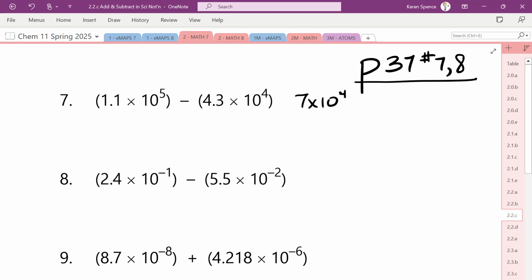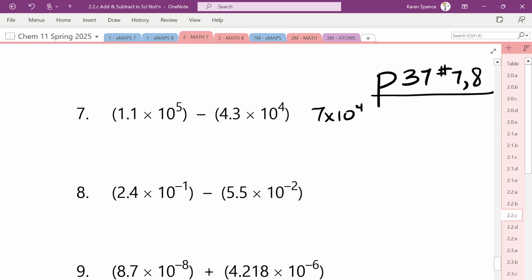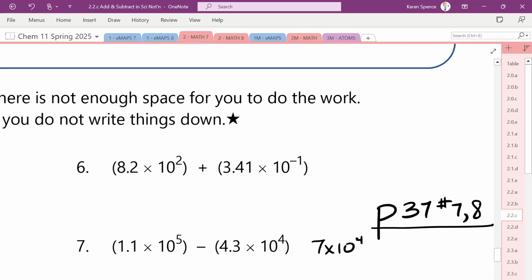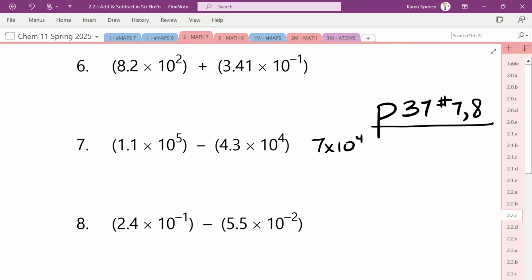So did we all get 7 times 10 to the 4 for number 7? Or are we still working on it? How many people got that? Tomorrow? Thursday. How many people are still working? Okay, take a minute and finish up. Oh, the first uncertain digit. Uh-huh.